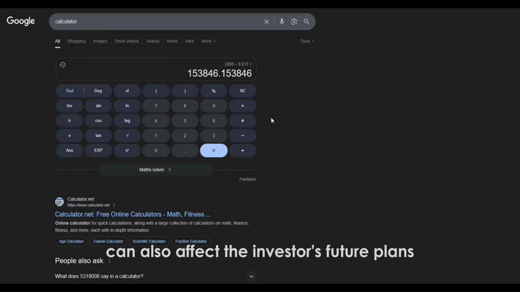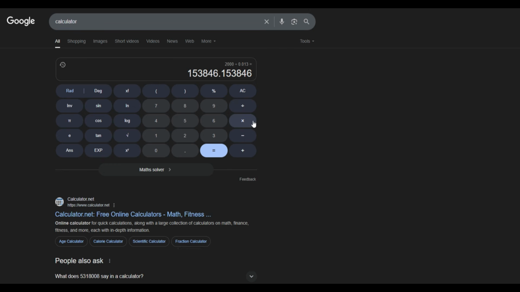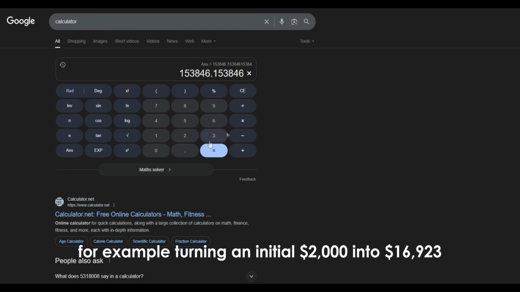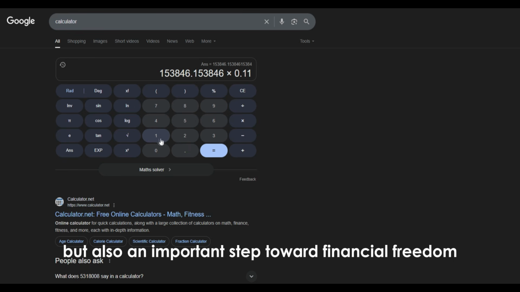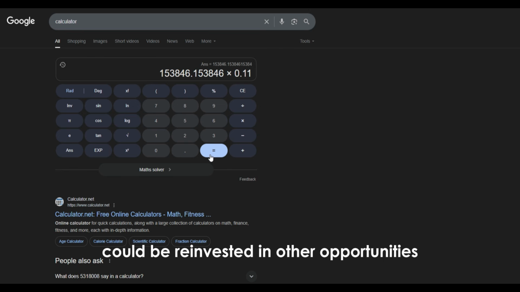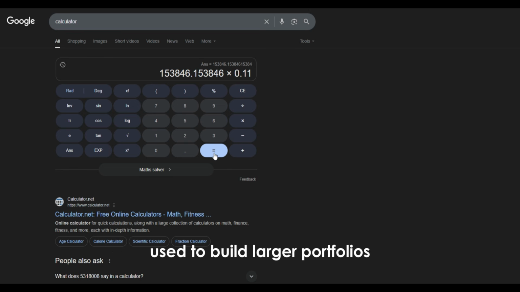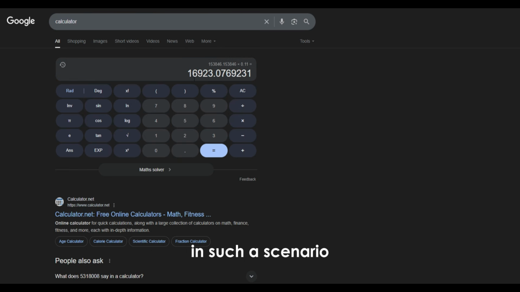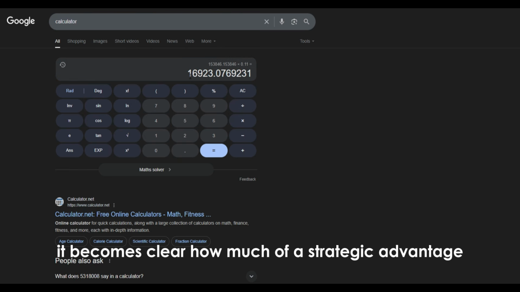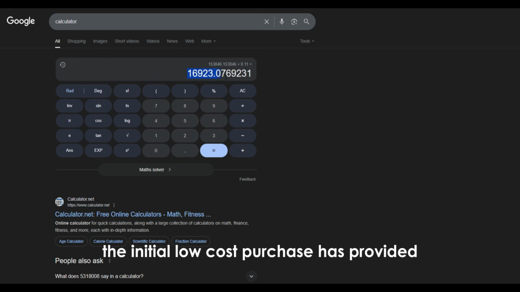Such potential gains can also affect the investor's future plans. For example, turning an initial $2,000 into $16,923 is not just a numerical increase, but also an important step toward financial freedom. The profit earned could be reinvested in other opportunities, used to build larger portfolios, or fully converted into cash to meet personal goals. In such a scenario, it becomes clear how much of a strategic advantage the initial low-cost purchase has provided.